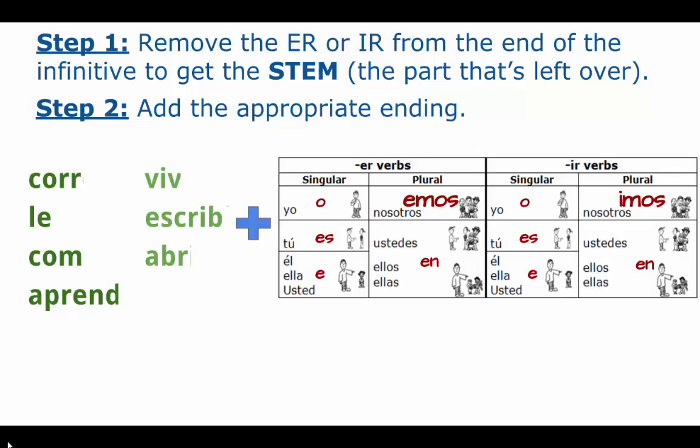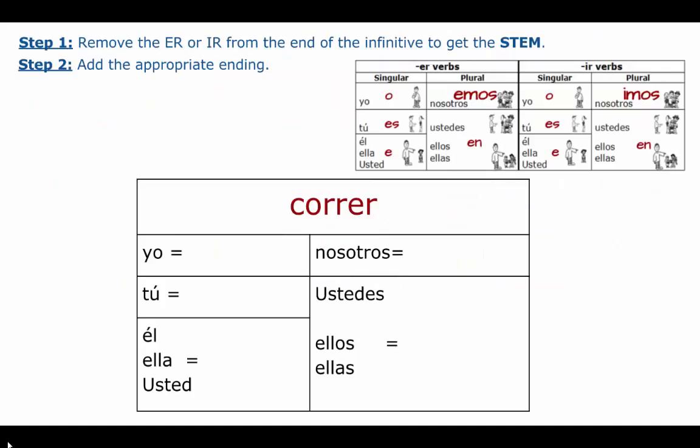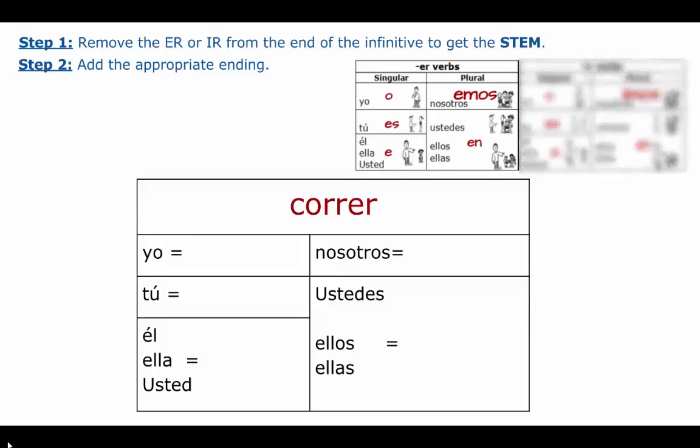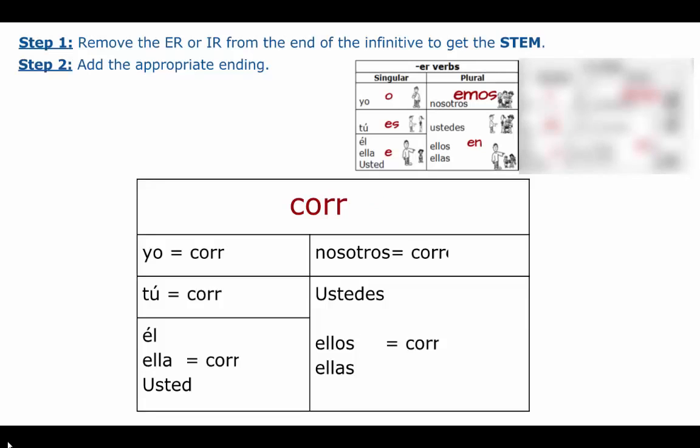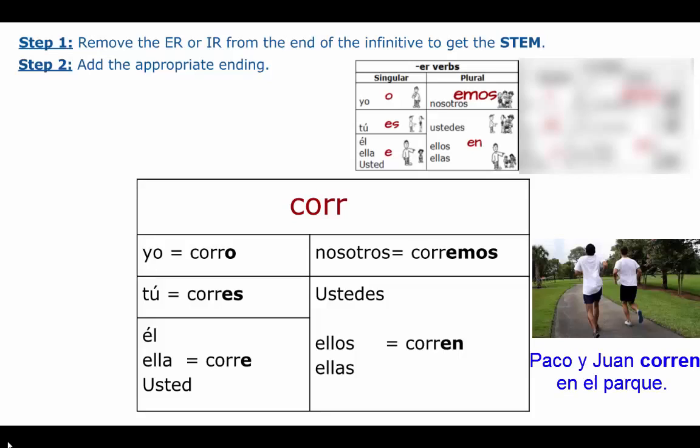Let's see what it looks like when we are conjugating these verbs. So let's take the verb correr. Correr is an ER verb. So we're going to use our ER verb endings. The first step is to remove the ER to get our stem, cor. Then we add our ER verb endings, o, es, e, emos, en. So when we conjugate the verb correr, we get corro, corres, corre, corremos, corren. So to use this in a sentence, you can say, for example, Paco y Juan corren en el parque. Paco and Juan are running in the park. Corren.